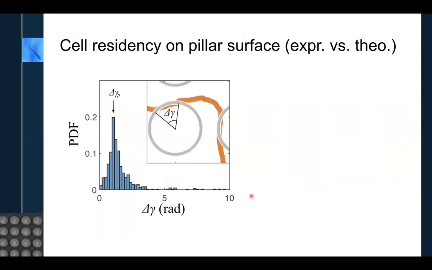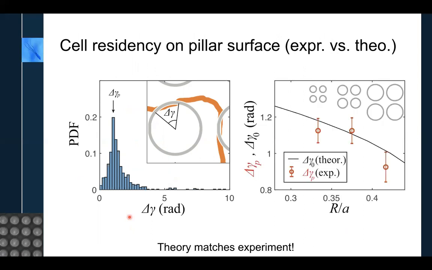Further, we measured this residing angle experimentally, corresponding to the arc angle that bacteria stay near the pillar surface. The distribution of this residing angle peaks at 1 radian, which is consistent with our model prediction. We also measured such residing angle for different lattices of pillars, which also show a similar trend as given by this model prediction, shown by this solid line. This nice agreement suggests the power of geometry in this pillar effect.